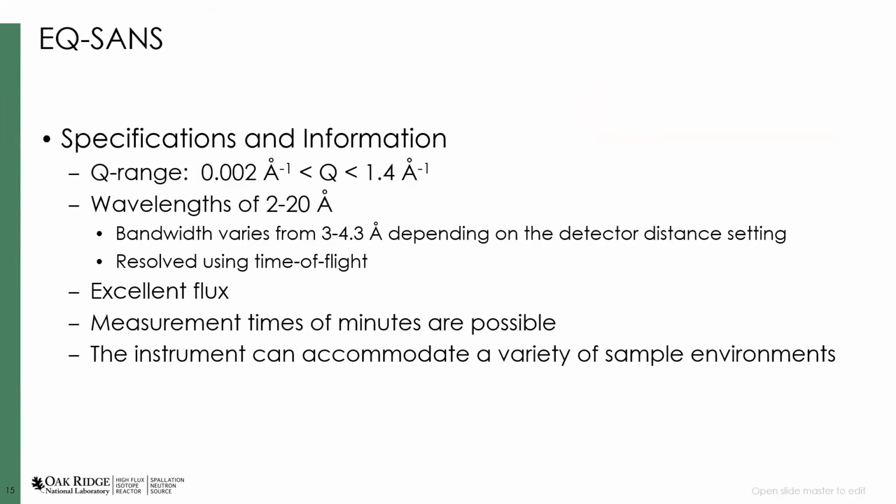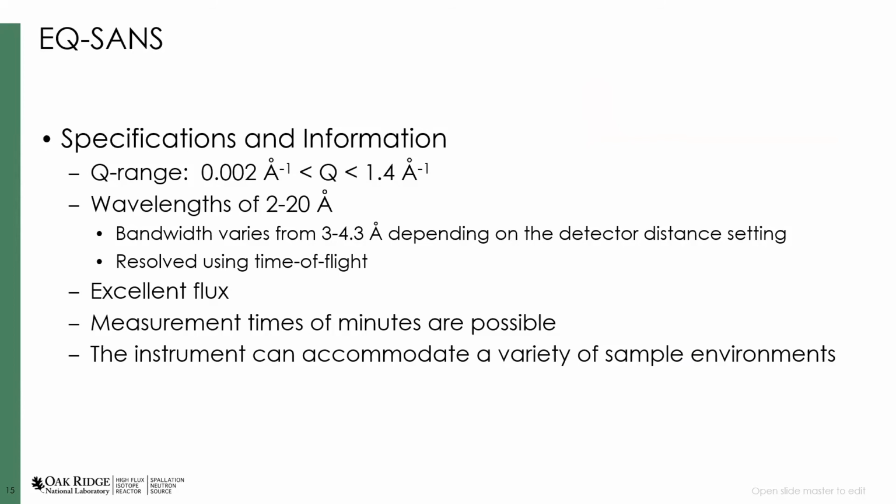And that's very easily handled with wavelengths that go from about 2 to 20 angstroms. The bandwidth that we have depends on our detector distance setting and goes anywhere from only 3 angstroms wide when the detector is out at 9 or 10 meters to 4.3 angstroms wide when the detector is 1.3 meters from the sample position. We resolve our wavelengths in this band using time-of-flight techniques.